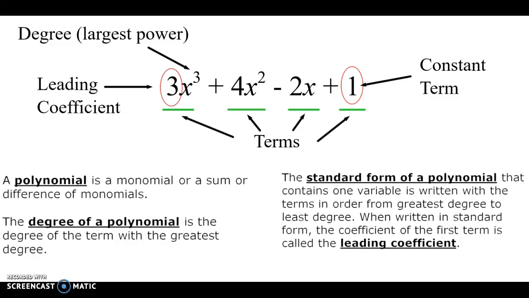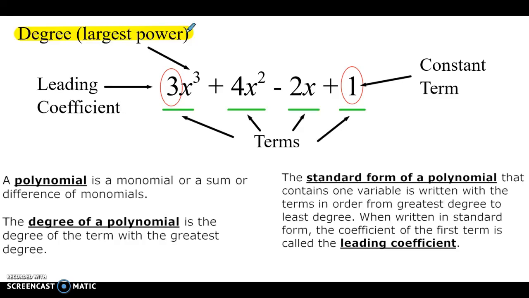What is the leading coefficient? 3. The leading coefficient is 3. What do you think it means by leading? First. It's first. It's in the front. Okay. The terms. How many terms are in this polynomial? 4. There's 4, and they're separated by a what? Plus or minus sign. So you see there's 1, 2, 3, 4 terms. Okay. The degree is the largest exponent. So if I ask you what is the degree of this polynomial, what would you say? 3. It's a number. It's the largest exponent.